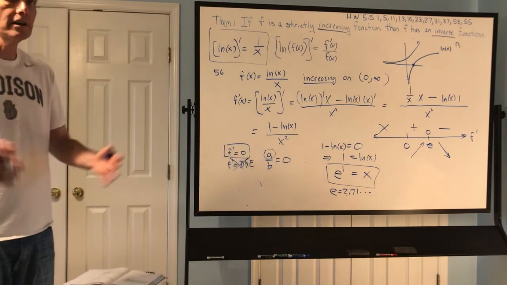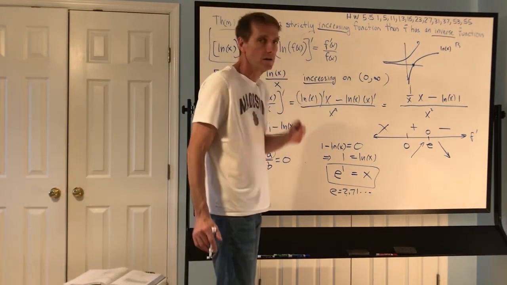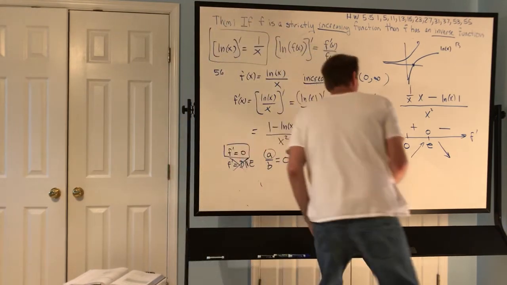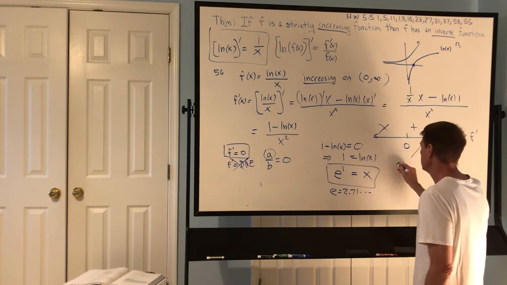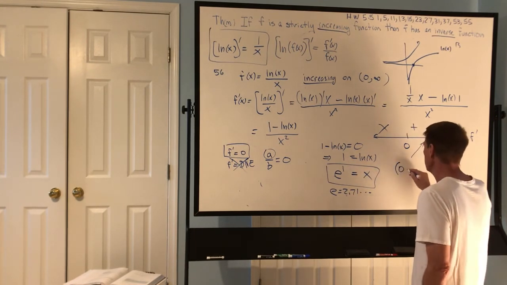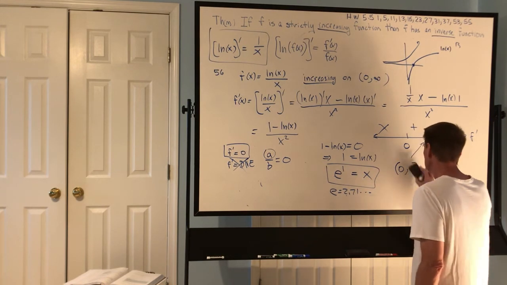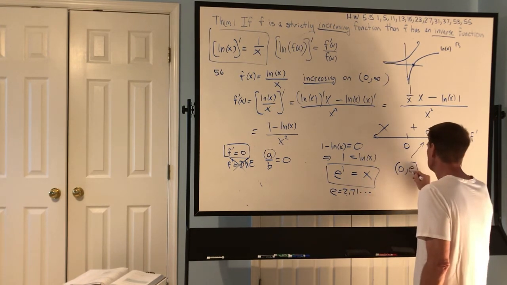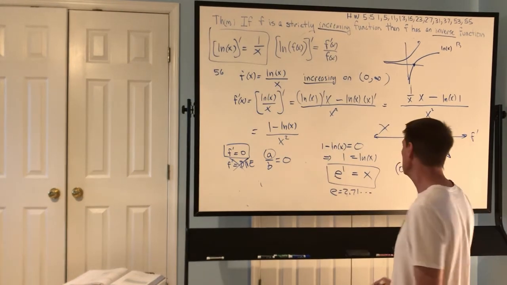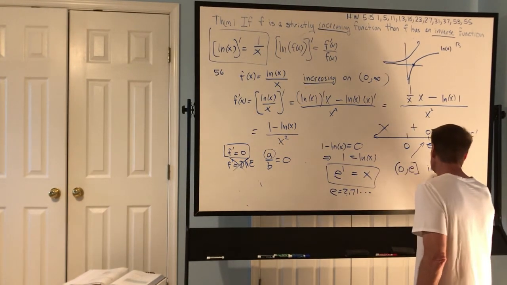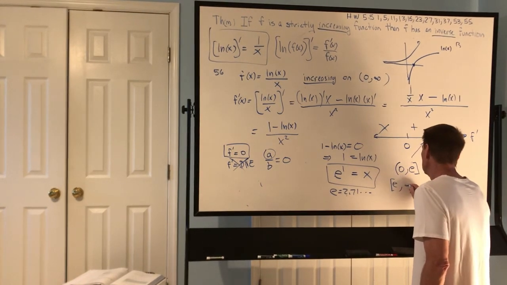So if we're answering the question, when's it increasing, we almost always want closed intervals with increase and decrease, but in this case, 0 is not in the domain. But e is. So I'm increasing on 0 to e, and I'm decreasing from e to infinity.